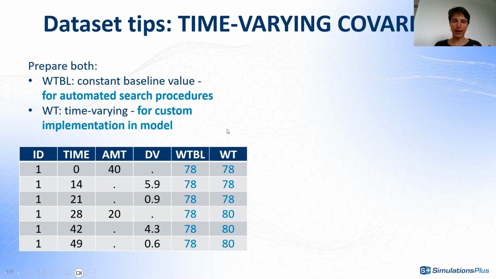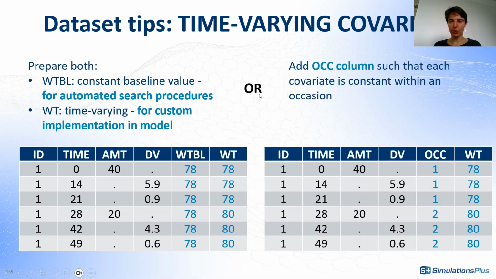So that's option one. And option two would be to say, actually, my covariate needs to be constant over occasions. So what I can do is to add an occasion column. So here I've added occasion 1 and occasion 2, such that the covariate is constant within each occasion. And then I can tag it as a covariate, handle it in the graphical user interface, and have it also available for automated covariate search procedures.